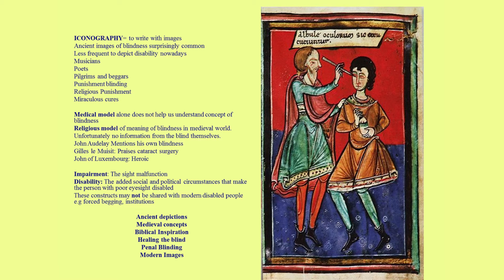It is a gorgeous image. It doesn't even tell us how cataract surgery was even done in those days, which was sitting down, with the doctor facing the patient also sitting down or kneeling. So in order to understand blindness, particularly in the medieval period, we need to have a religious model of blindness and what the meaning of blindness meant. Unfortunately, we have very little information from the blind themselves. We have John Audley mentions his own blindness. Gilles de Mussy, he praises cataract surgery, as many patients do today. And John of Luxembourg, the heroic blind knight who died at Cressy.